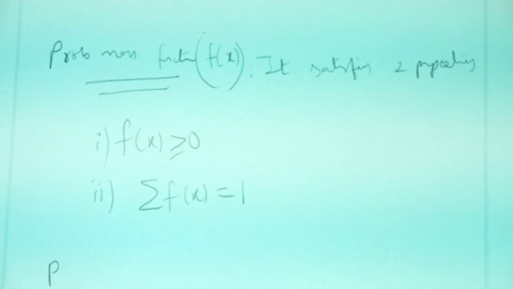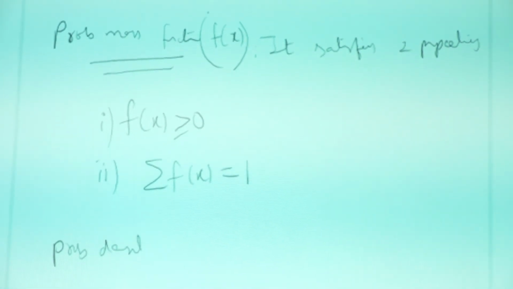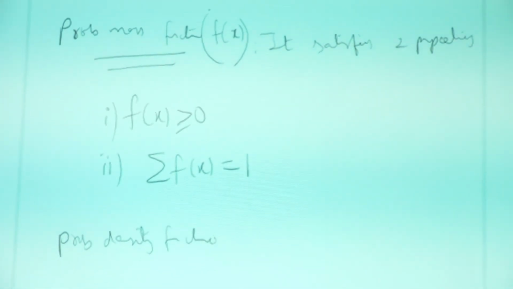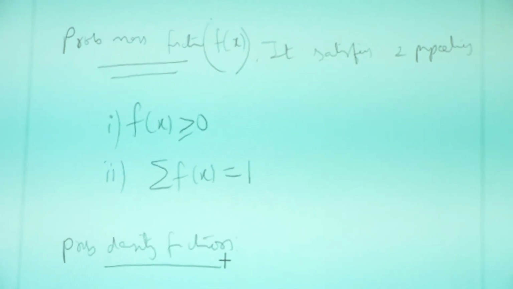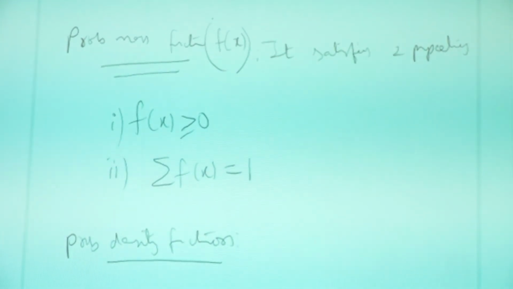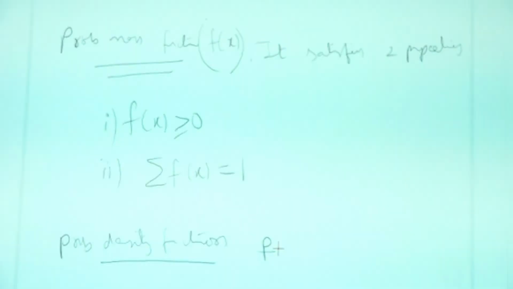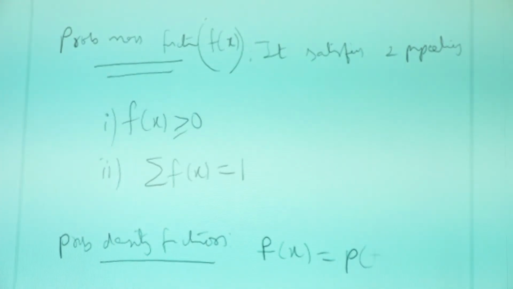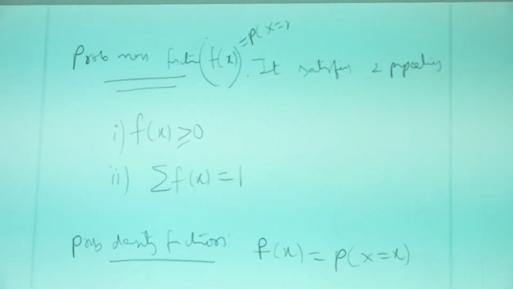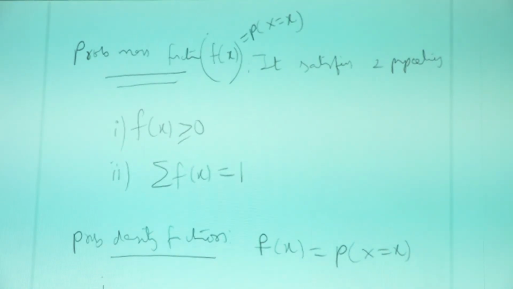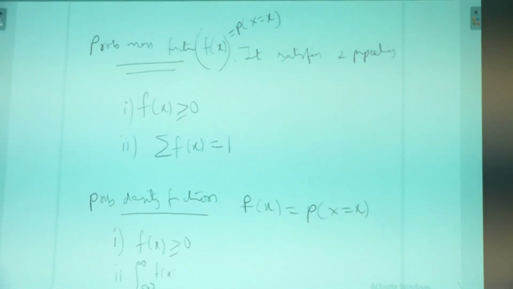Then the probability density function is also denoted with small f of x and it also satisfies similar properties. f of x is equal to P of X equal to x. Here also P of X equal to x. It also satisfies two properties: f of x greater than or equal to 0, and the second one is the integral from minus infinity to infinity of f of x dx is equal to 1.